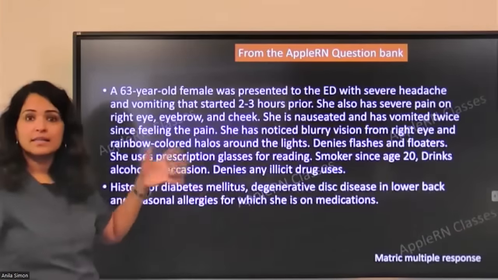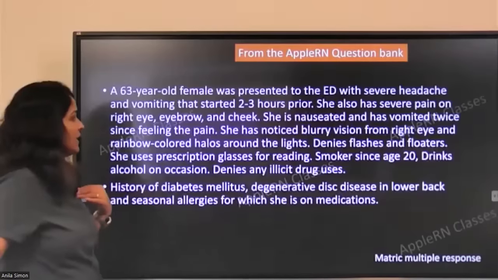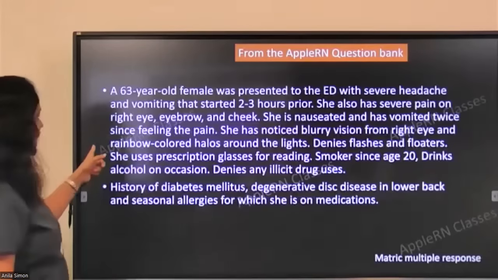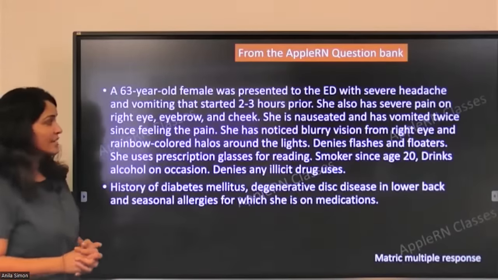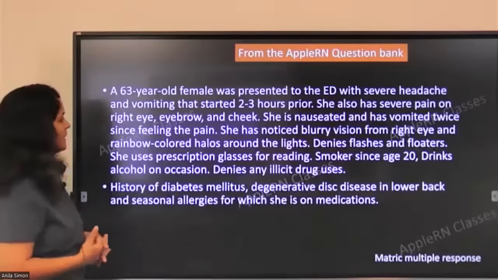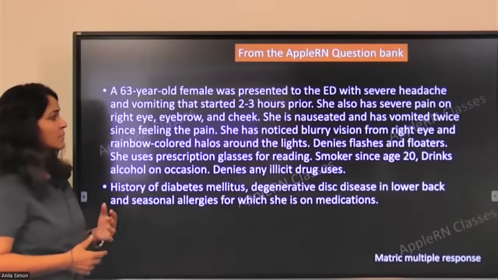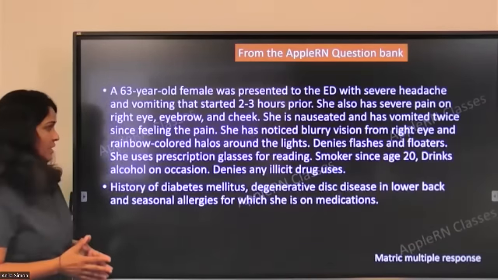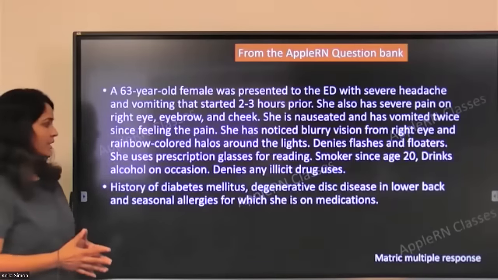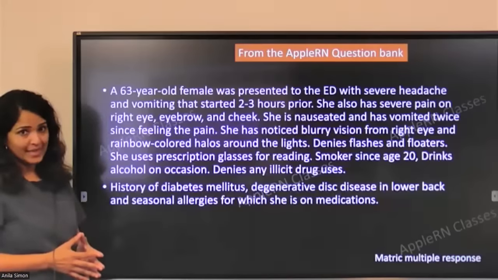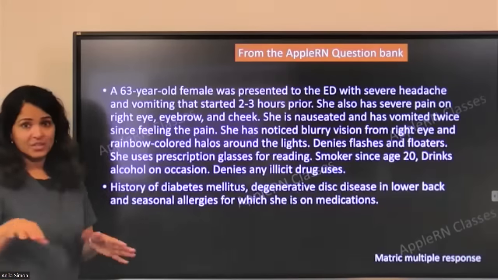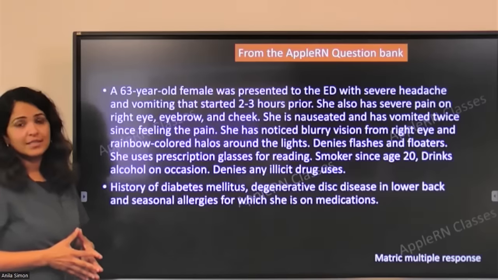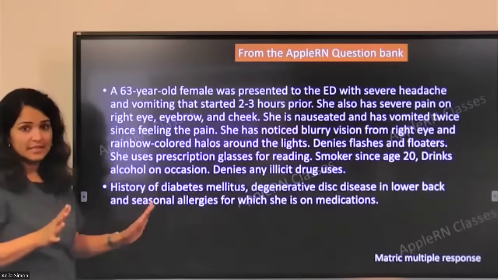So in this one, there is a 63-year-old female who came to the ED with severe headache and vomiting that started 2 to 3 hours prior. She also has severe pain on the right eye, eyebrow, and cheek. She's nauseated and vomited twice since feeling the pain. She has noticed blurry vision from the right eye and rainbow-colored halos around the lights. Denies flashes and floaters. She uses prescription glasses for reading. Smoker since age 20. Drinks alcohol on occasion. Denies any illicit drug use. History of diabetes, degenerative disc disease, and seasonal allergies, and she is taking medications for that. So that's kind of a scenario.